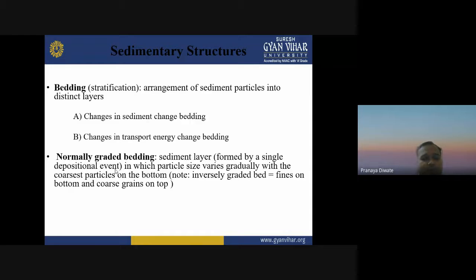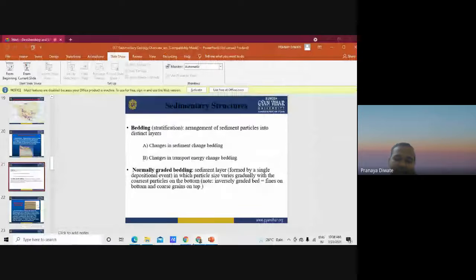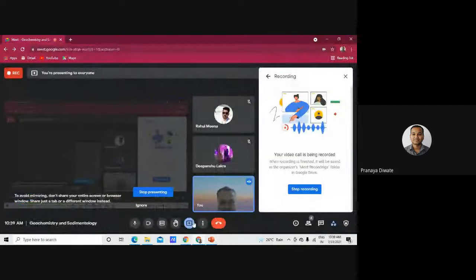Then you have normally graded bedding. What is normally graded bedding and how can we have it? Normally graded bedding is a sedimentary layer in which the particle size varies gradually, with the coarsest particles at the bottom. Inversely graded bedding is the opposite. So you have normal graded bedding and inversely graded bedding, the two sequences we have. I will explain this concept using the whiteboard.